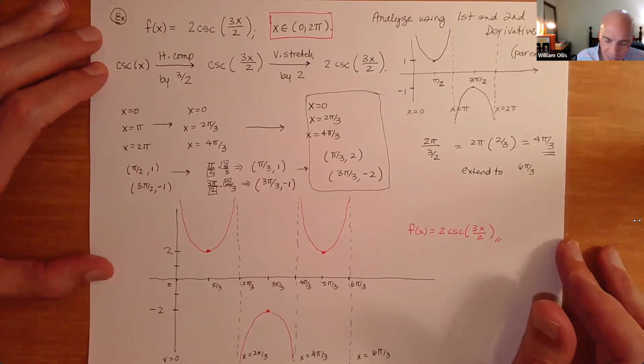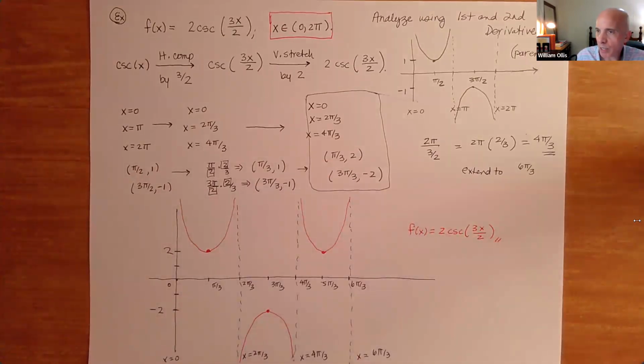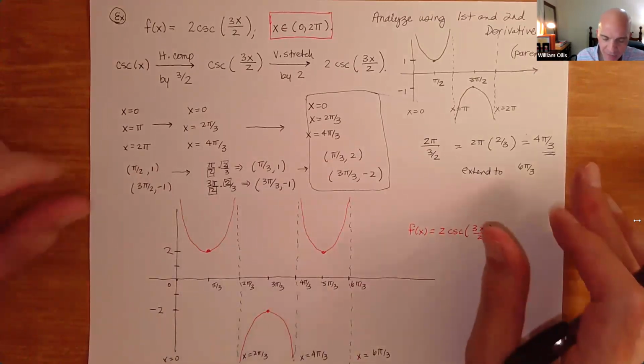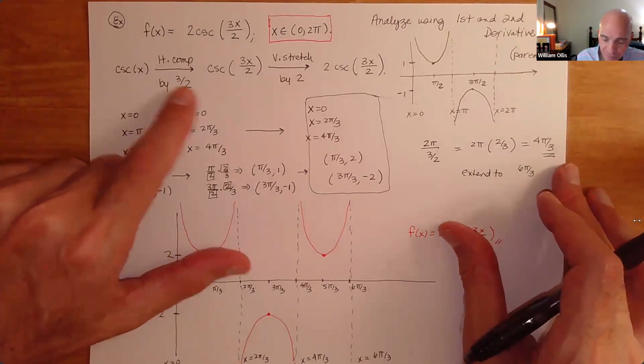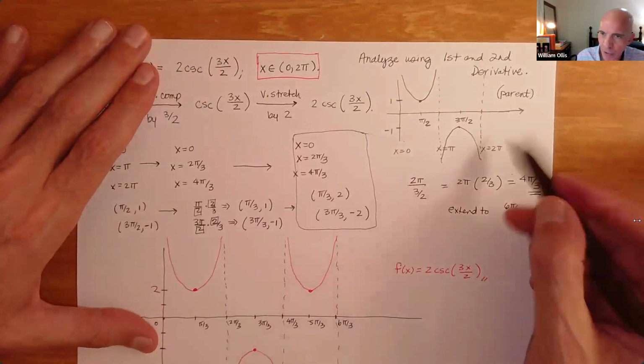And of course, how much information you put here is just, you know, whatever you are requested to do. So we have a horizontal compression, and we have a vertical stretch. And so that changes the parent function.